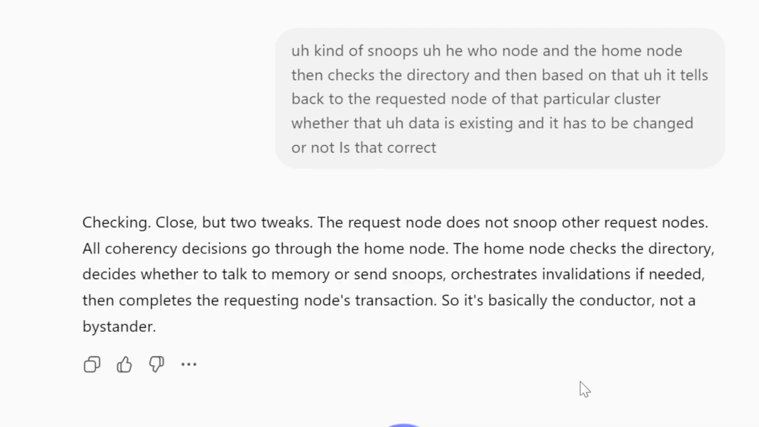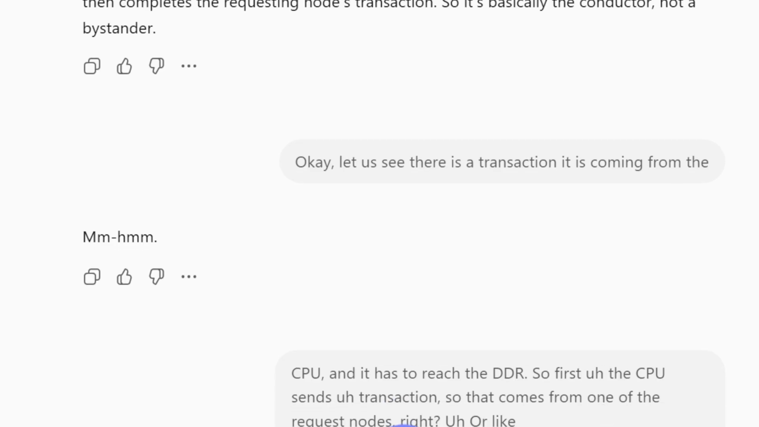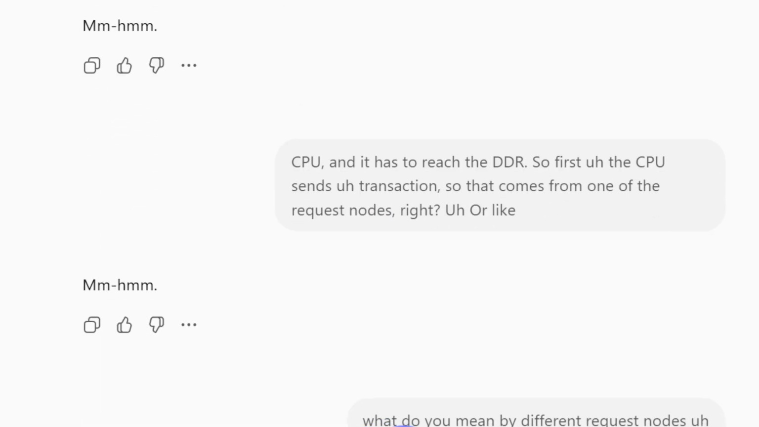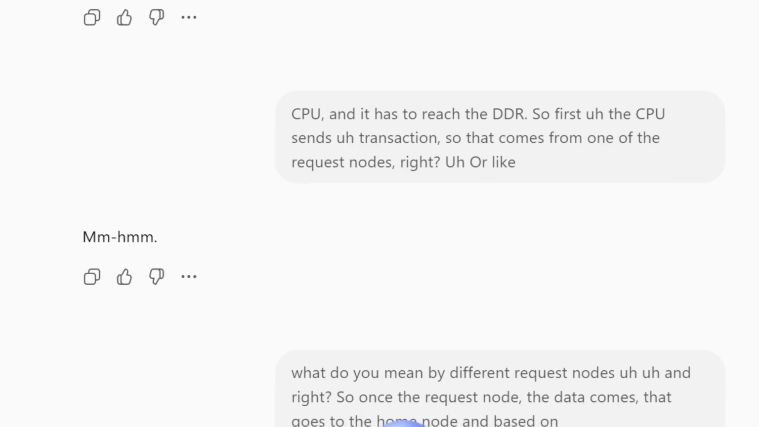Okay, let us say there's a transaction which is coming from the CPU. It has to reach the DDR. So first, the CPU sends a transaction. So that comes from one of the request nodes, right? Or what do you mean by different request nodes? Right, so once the request node data comes, that goes to the home node, and based on if the data got changed or not, it comes back.